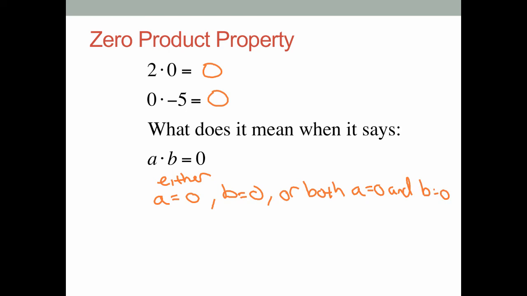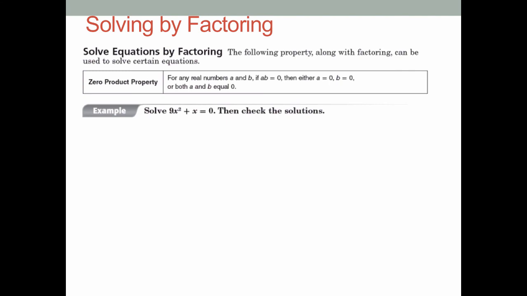So if a is 0, I know 0 times anything is 0. If b is 0, I know anything times 0 is 0. And I know if they're both 0 and I multiply them, they're going to come out to be 0. That is what is called the zero product property. The reason why we use that is how we solve. So we solve by factoring first. So I'm going to get it equal to 0. You notice that's equal to 0.